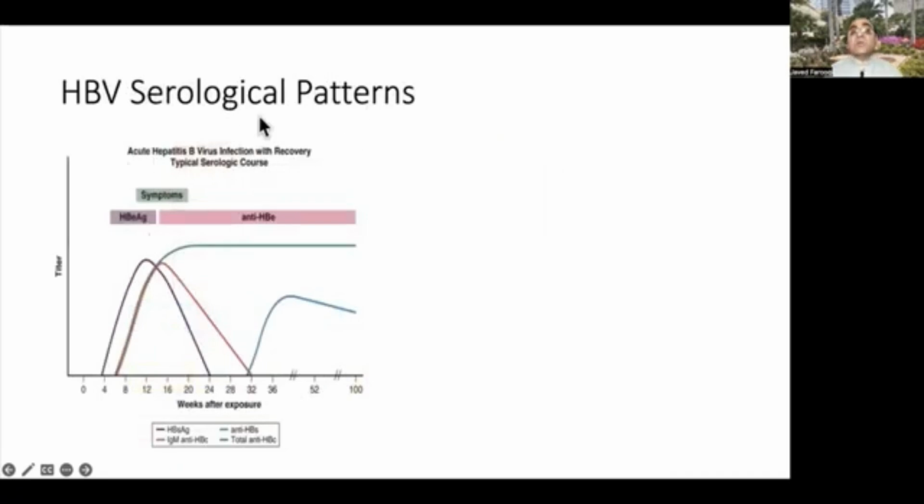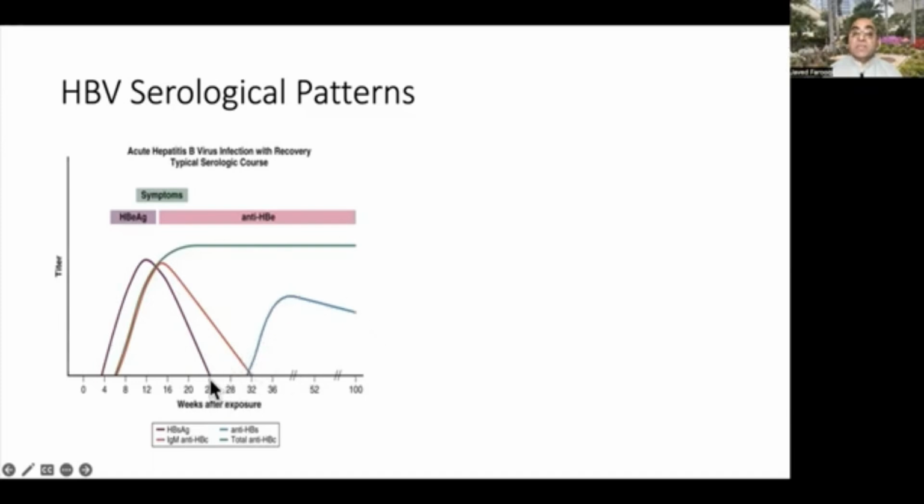This is the HBV serological pattern of acute hepatitis B virus with recovery. In the typical serological course, the patient is symptomatic initially. First is the HBe antigen positivity phase, then the anti-HBe positive phase. This is the HBs antigen, which appears and then disappears within 6 months. And this is the IgM core antibody, which comes and then disappears. And this is the anti-HBs. When the HBs antigen disappears, the anti-HBs appears. And this is the anti-HBc core antibody.